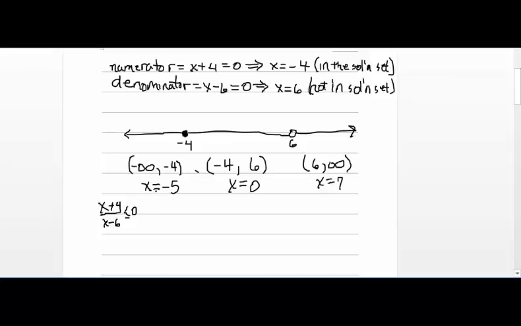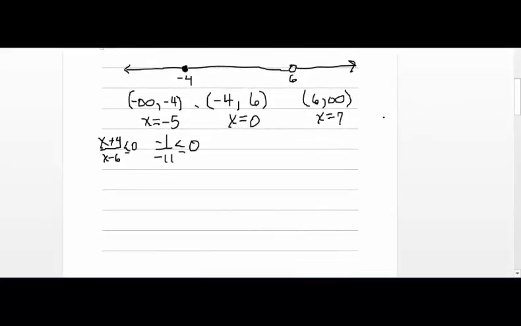We replace x with negative 5, our test number. We get negative 5 plus 4, which is negative 1, over negative 5 minus 6, which is negative 11, less than or equal to 0. So we wind up with 1 over 11 less than or equal to 0, which is false. 1 over 11 is not less than or equal to 0.